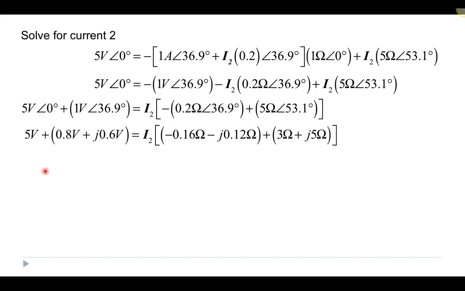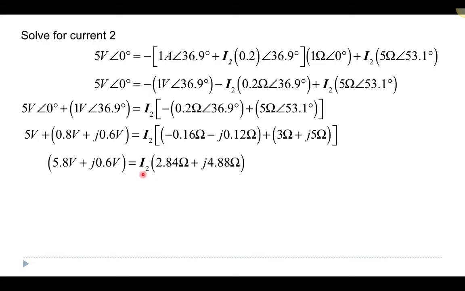If I'm going to add them together, they have to be in their rectangular form. So I convert all of the terms into rectangular form, and then I can add. If I add these in rectangular form, I've got a piece on the left, 5 plus 0.8 is 5.8, and then I get 0.6. And then when I add the terms here, I get another complex number in its rectangular form.